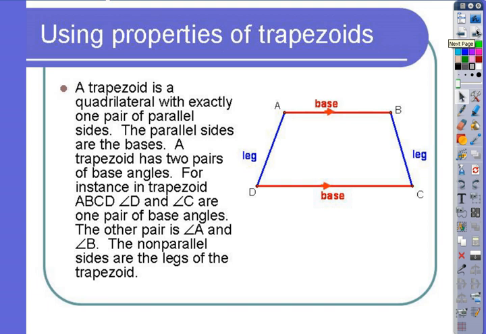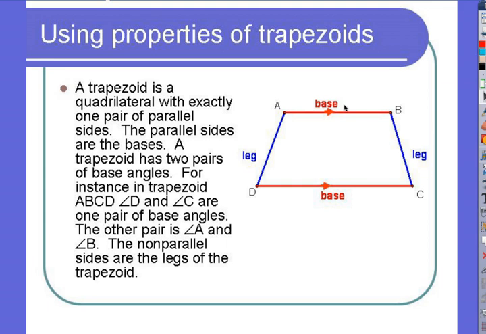Let's look at some definitions. Now, a trapezoid is a quadrilateral, but instead of having two sets of parallel sides like parallelograms, a trapezoid has exactly one pair of opposite parallel sides, but not two. The pair of parallel sides we call bases. The other two sides that are not parallel we call legs. Okay? Make sense? So that's a trapezoid.